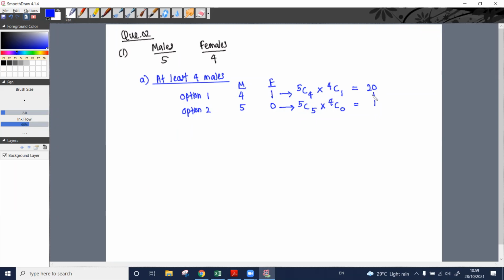We need to use addition, right? Therefore, the total number of ways should be 21 ways. 21 should be the final answer.